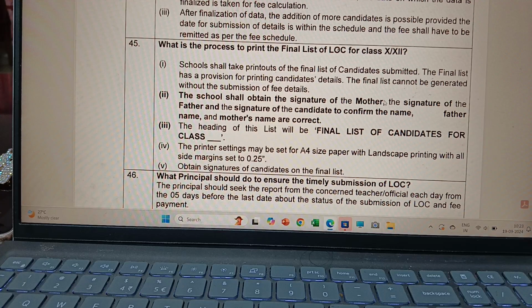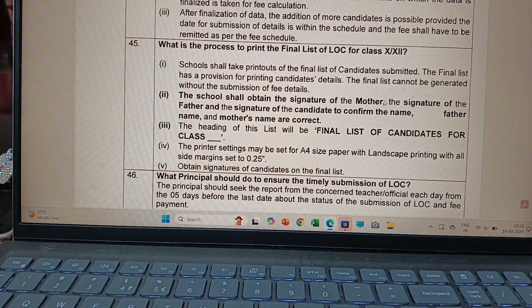45th question: what is the process to print the final list of LOC for class 10 and 12? Schools shall take printouts of the final list of candidates submitted. The final list has a provision for printing candidates' details. The final list cannot be generated without the submission of fee details.